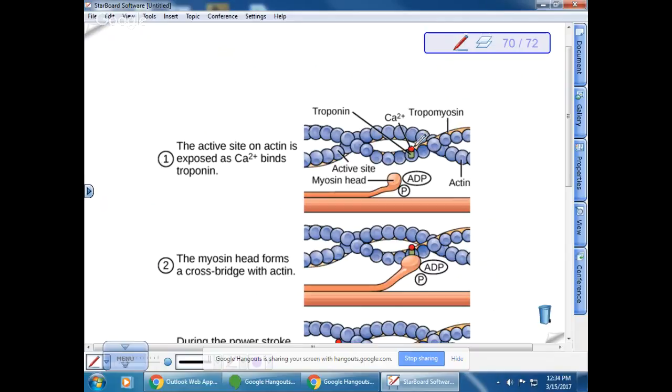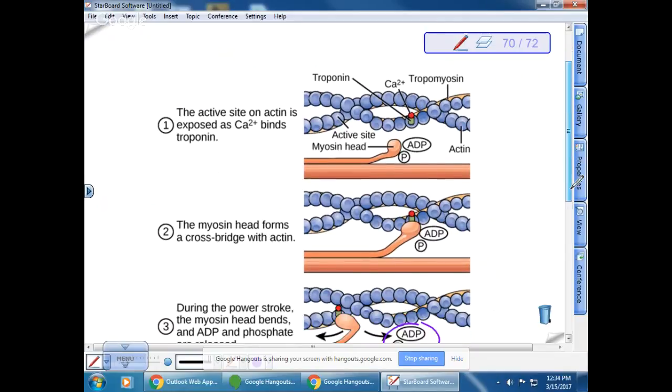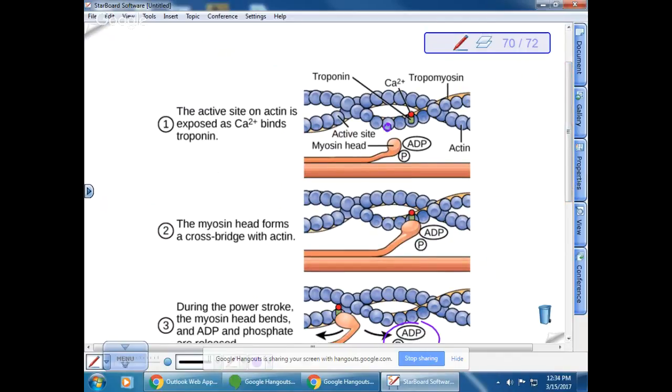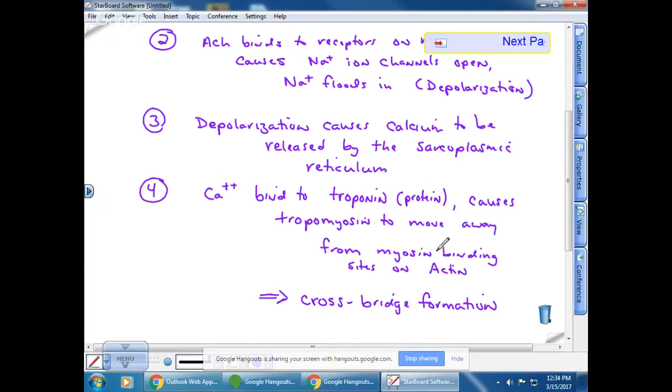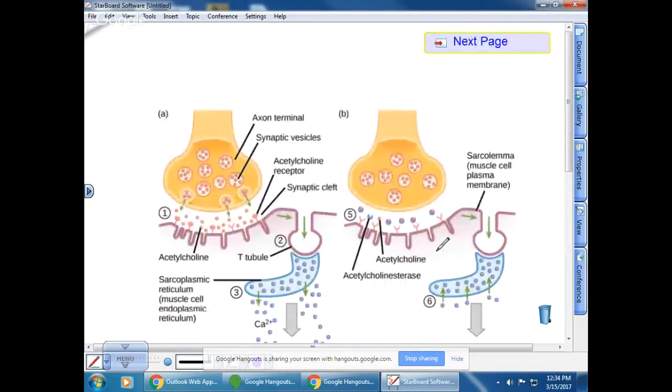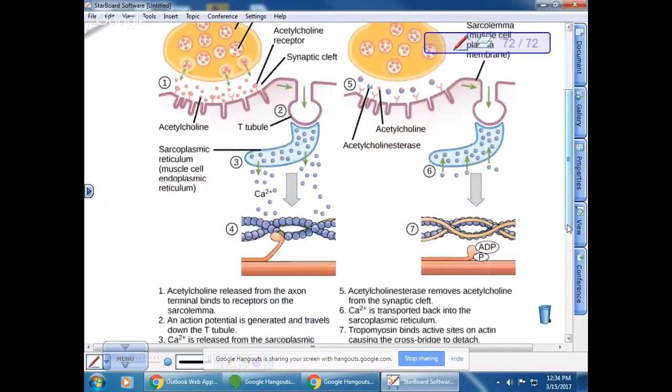So calcium is binding to the troponin, yeah, that's right. So calcium binds to the troponin, and these are the little binding sites, right? And so the binding sites are open. And then this is the cross bridge, okay? So let me see if I have a better picture that shows when it's not. Let's see, okay, here it is, okay.